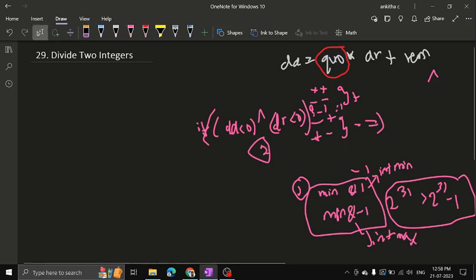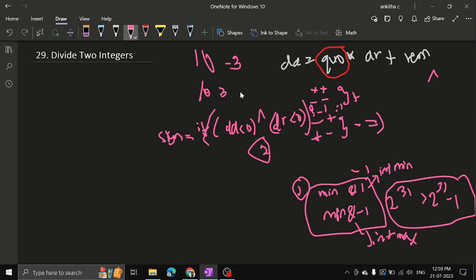So once you check the sign, it will be minus 1 or 1 accordingly. If it is 10 and minus 3, the answer will be minus 1. If it is 10 and 3, it will be 1. Or minus 10 and minus 3, it will be 1. So my first case is this overflow case, second case is sign, third case is changing dividend and divisor to positive.